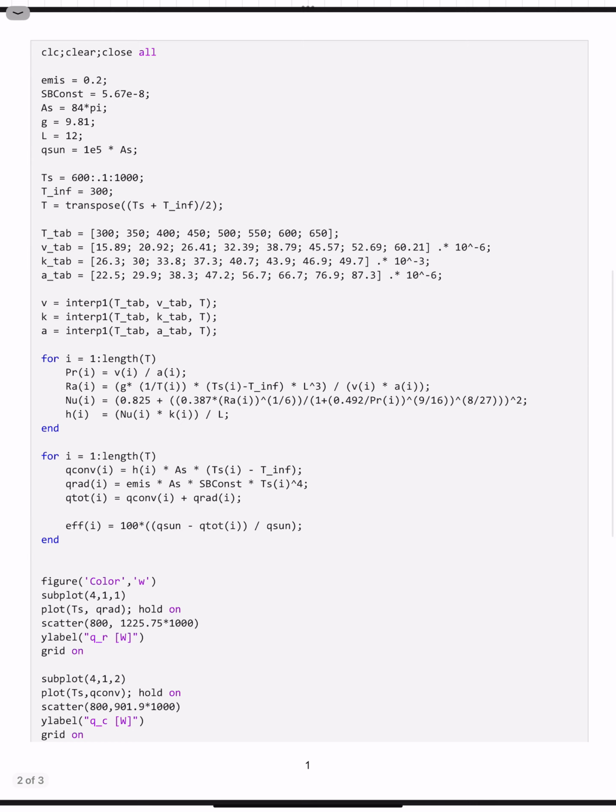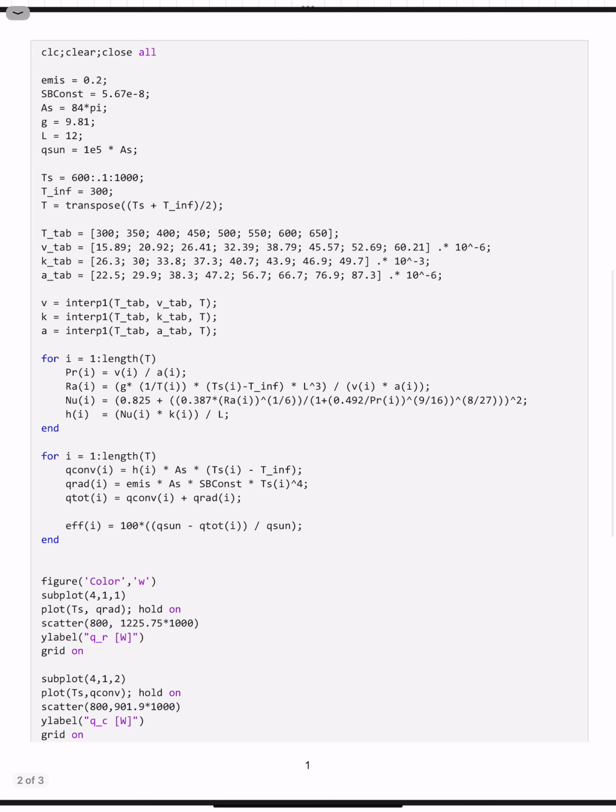And then I created a for loop which basically just runs through every temperature increment, and it finds the Prandtl number by using the nu over A at that point. It finds the Rayleigh number by using the equation used in the analysis above, and the Nusselt number, again, exactly as above, but you're just running through it at each temperature increment, and that also gives us the h.